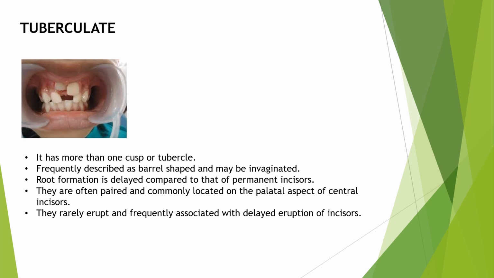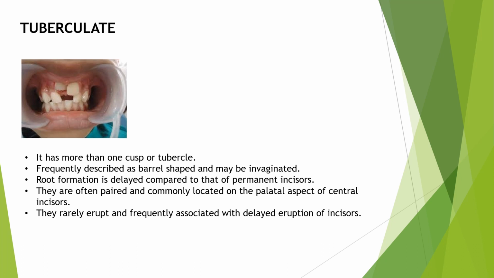Tuberculate supernumerary teeth are barrel-shaped, can be invaginated, and have one or more cusps or tubercles. The root formation is delayed compared to that of the permanent incisors. They usually occur in pairs and can be seen on the palatal aspect of central incisors. They rarely erupt into the oral cavity and are frequently associated with delayed eruption of incisors.